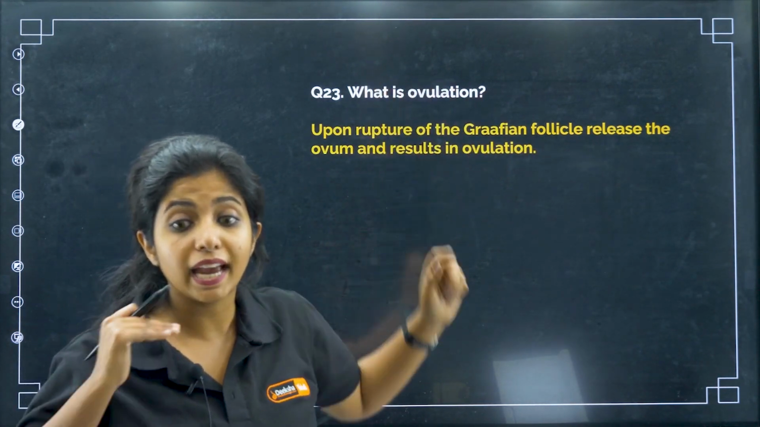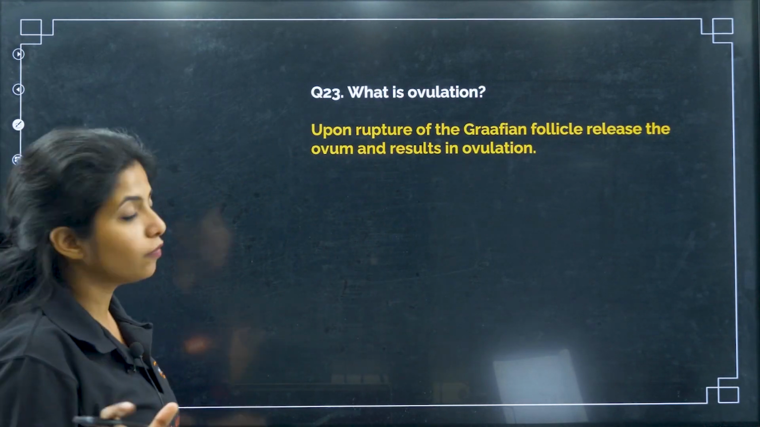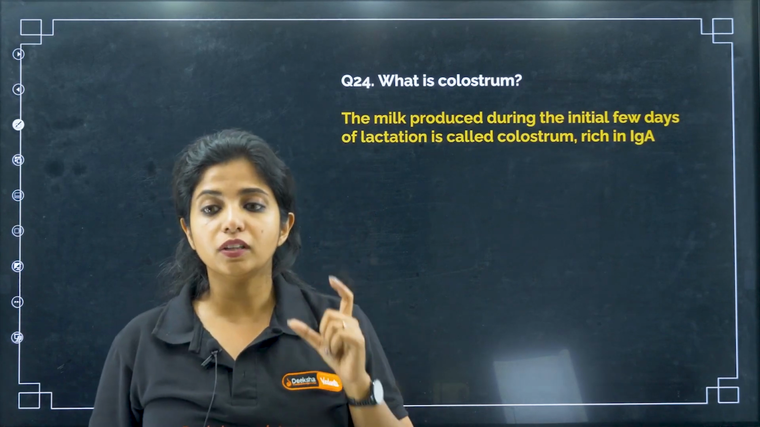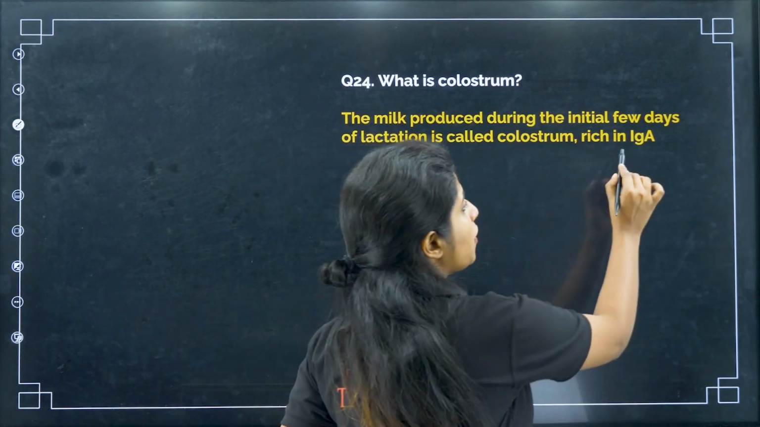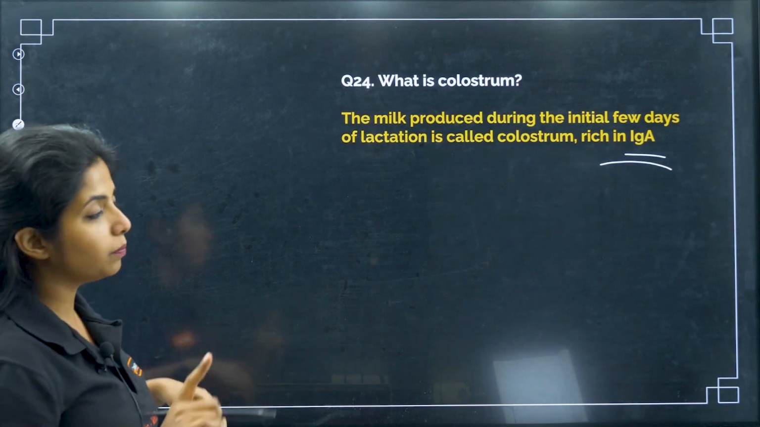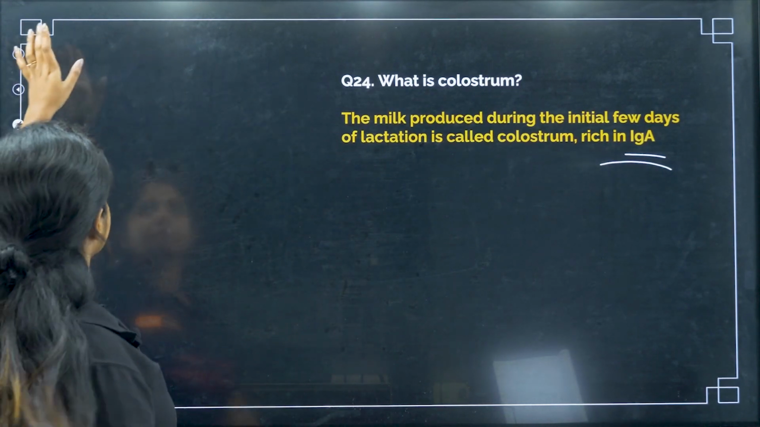When does it happen? When the LH surge happens, LH increases way too much, and this phase is known as the ovulatory phase. Going ahead, what is colostrum? Colostrum is the first breast milk the mother produces, and it has a high amount of IgA. So what is the antibody that is transferred via the mother's milk to the baby? It is IgA. Okay, via the placenta to the baby, it's IgG.